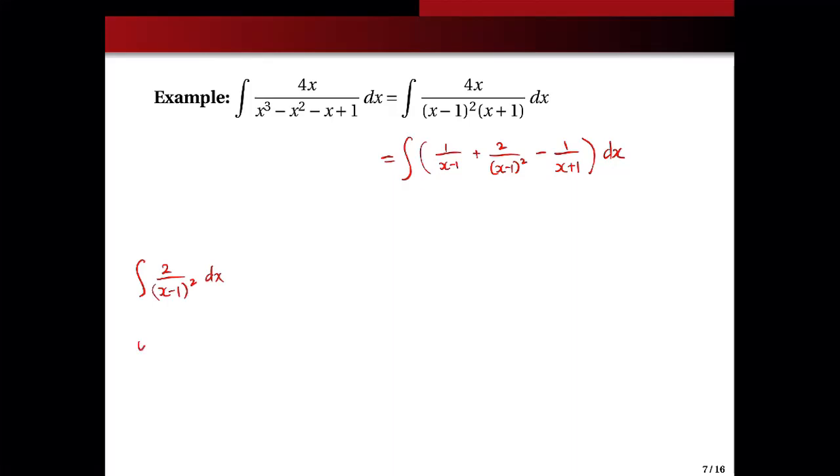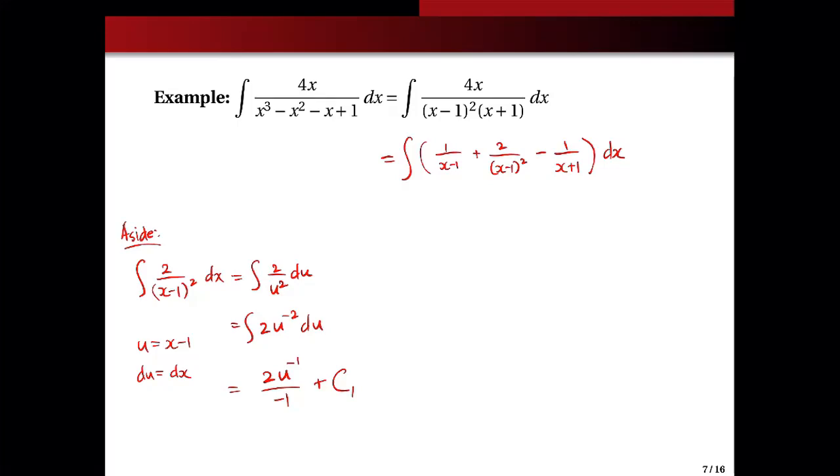So like I said, you can let u be equal to x minus 1, du equals dx. So this is just 2 over u squared du. Or you can write this as integral of 2u raised to negative 2 du. So you will have 2 u raised to negative 1 over negative 1 plus some constant here, c sub 1. Then you bring back the x. So I'll put this as part of the solution, so I'll just write it here aside.